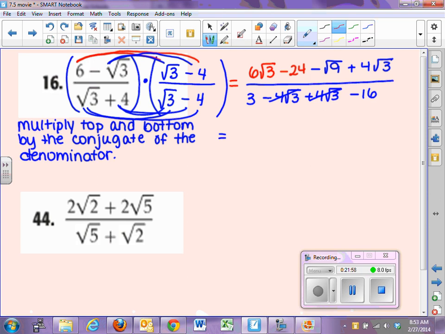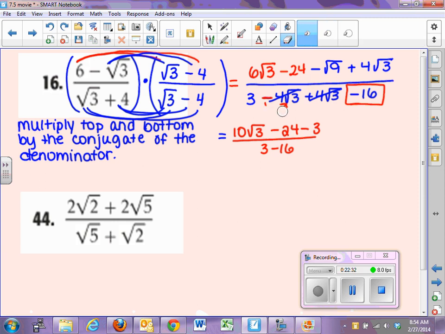So what do we get? On the top we have 6 radical 3 plus 4 radical 3. When I add those I get 10 radical 3. It's just like adding 6x plus 4x. It's 10 radical 3. Then we have negative 24 and minus square root of 9, which is really 3. So I'm going to simplify that in the next step. The bottom, I have 3 minus 16. Remember that 16 and the negative go together. This negative sign went with this number. Some people get confused with where their signs are placed.